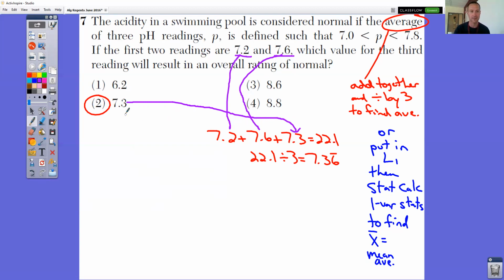We're adding the 3 terms up, and we get 22.1. We have 3 of them, so divide by 3, you get 7.36. 7.36 is in between 7 and 7.8, so that would be considered normal and your answer. Remember, you could also put these values into your L1 and do stat calc 1 variable statistics. This is your mean, the x with the little line above it, if you didn't know how to find the average of something.